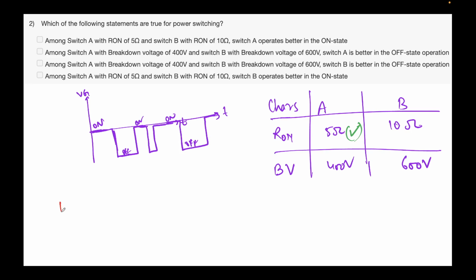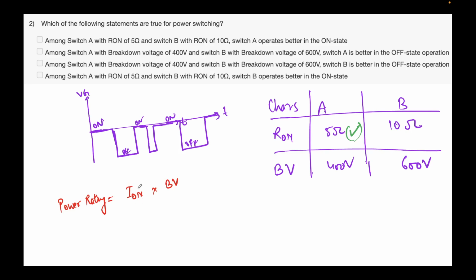When we talk about the power rating, there are various terms that are involved. Mathematically it's a bit more involved, but you can at least say that it depends on the on current and the off voltage, which is the breakdown voltage. You want this power rating to be as high as possible.